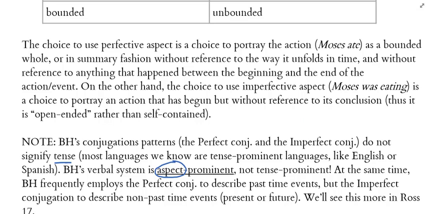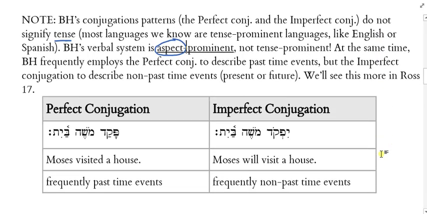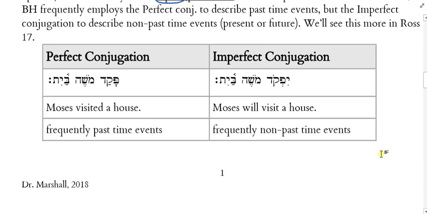But at the same time, biblical Hebrew frequently employs the perfect conjugation to describe past time events, but the imperfect conjugation to describe non-past time events, events that are present or future. And we'll see more of this in Ross chapter 17 when we get to the imperfect conjugation. But here is a chart that might be helpful as well. Thinking now in terms of the actual form, and that's why I'm not just saying perfective aspect, but the perfect conjugation, which does indicate perfective aspect.